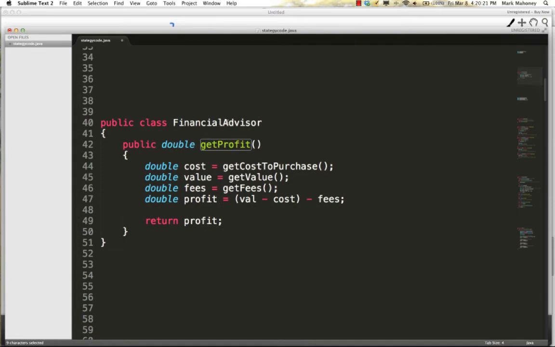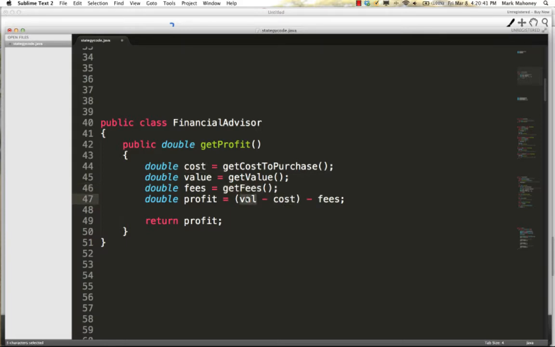Right? So here's a financial advisor class with a get profit method. And basically what we do is we need to get the cost to purchase. We need to get the value for the portfolio. Of course, financial advisors always charge some fees. And we can just take the value minus the cost to purchase.